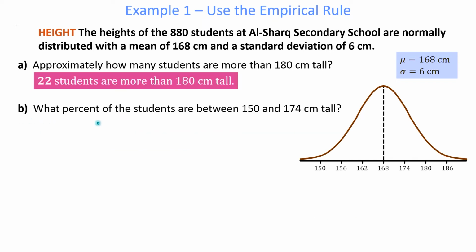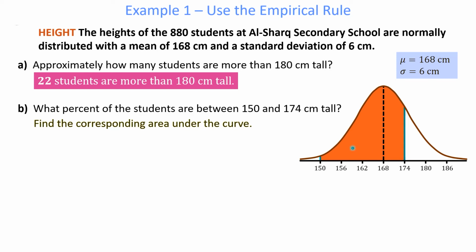Part B. What percent of the students are between 150 and 174 centimetres tall? So let's mark this off on our diagram here. So 174, 150, and we want to find the corresponding area under the curve. So that'll be between 150 and 174, which will be this area here. Okay, and now we'll use the empirical rule.